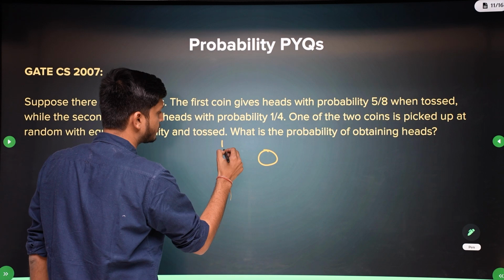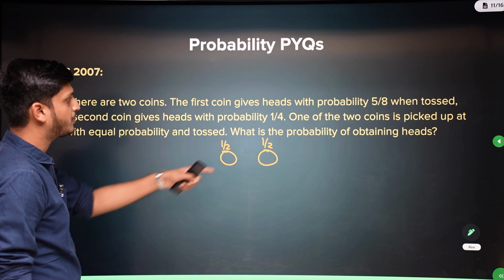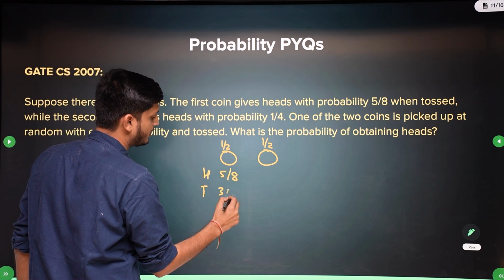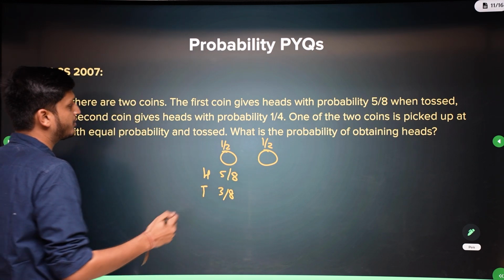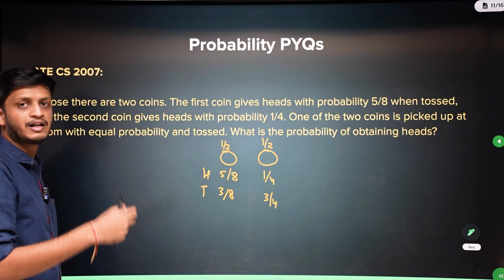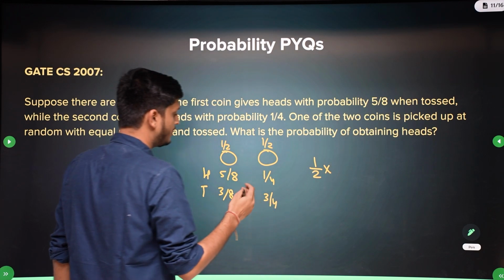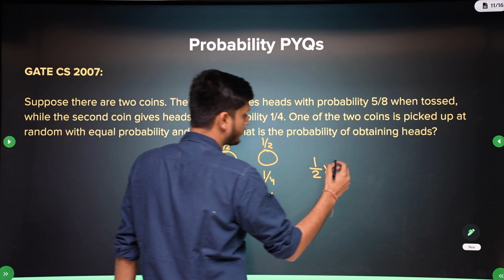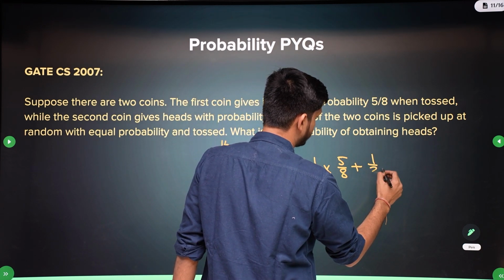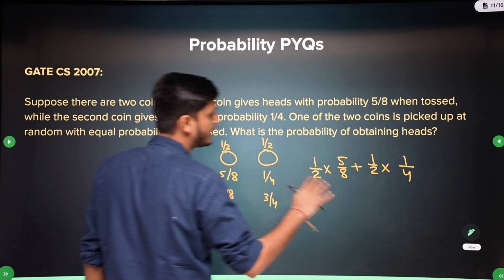So like choosing this coin, the probability is 1 by 2, and this coin also the probability is 1 by 2. If this coin is tossed, the probability of getting heads is 5 by 8. And the tails will be 3 by 8. If this coin is tossed, the probability of getting heads is 1 by 4 and tails it is 3 by 4. Now one of the coins is chosen randomly and tossed, what is the probability of getting heads? So if first coin is chosen, the probability is 1 by 2. And if first coin is chosen, the probability of getting heads is 5 by 8. Plus, if the second coin is chosen, the probability of getting heads given the second coin is chosen is 1 by 4. So this is the total probability of getting heads.